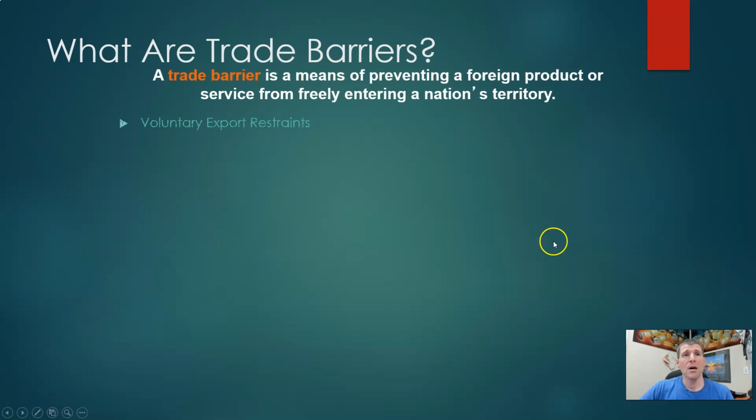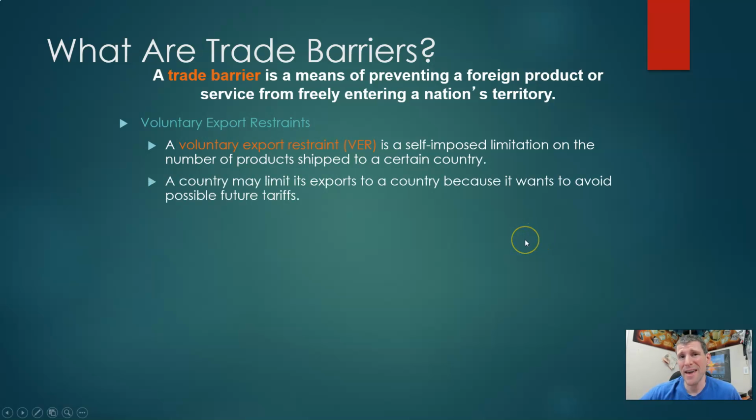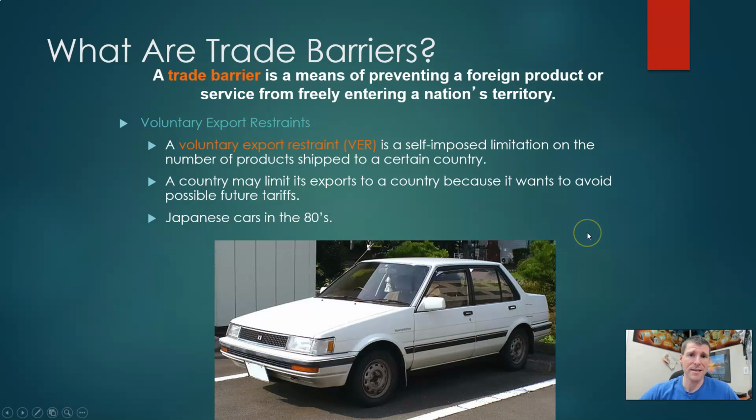All right. Another type is a voluntary export restraint. Now, this will sound a little bit weird, but this is where a country will voluntarily limit how much they export to a different country, which seems counterintuitive because normally a country wants to export as much as they can to another country. The reason they might do this, though, is because they want to offset the possibility of having a big tariff put on their goods. An example of this is Japanese cars in the 1980s.